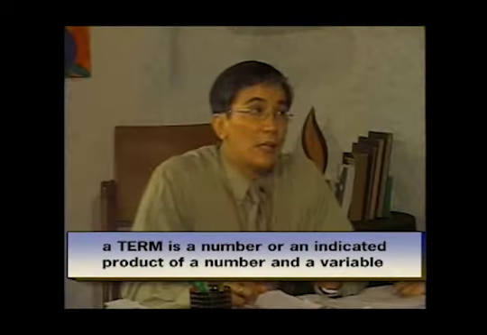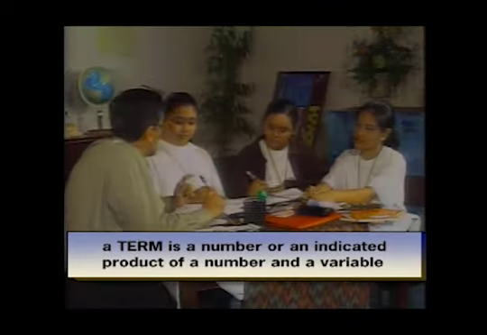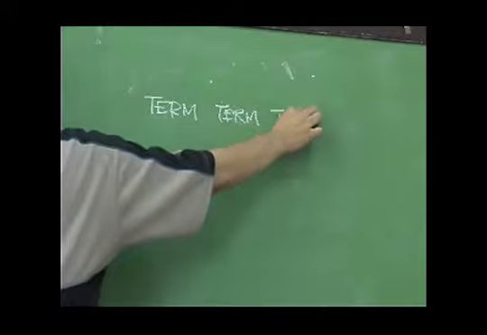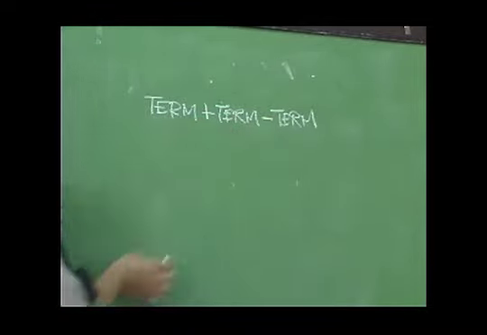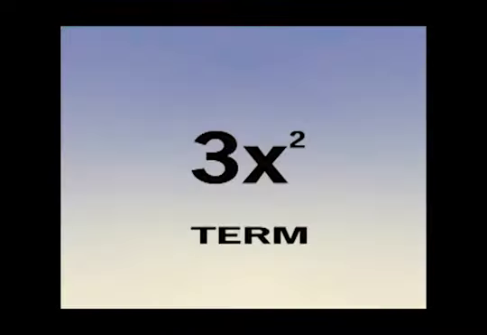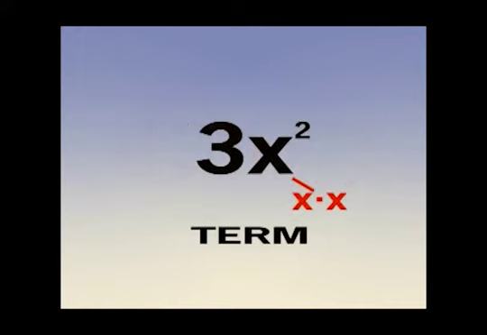Excuse me, sir. Yes. But what's a term? A term is a number or an indicated product of a number and a variable. Polynomial terms are separated by a plus and minus sign. These signs indicate addition and subtraction. For example, 3x squared is a term. It is the indicated product of 3 multiplied by x squared. x squared is the indicated product of x multiplied by itself. x times x equals x squared.